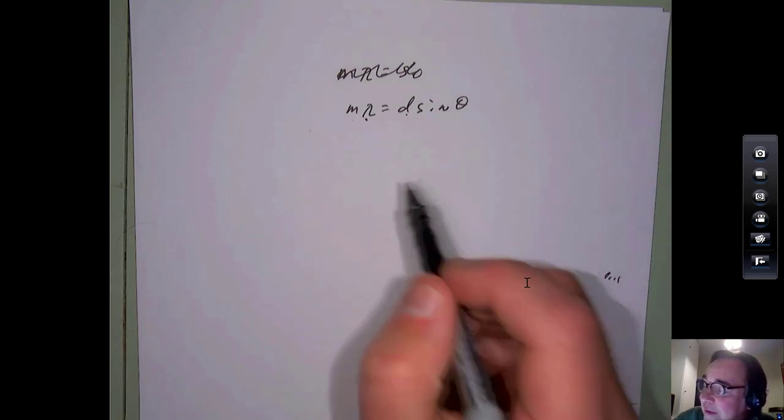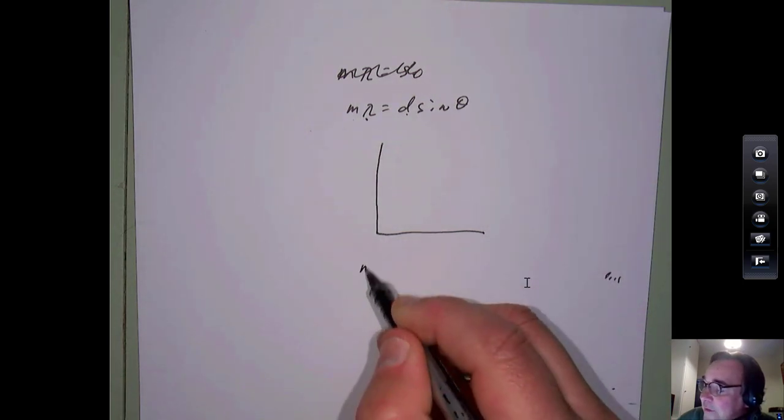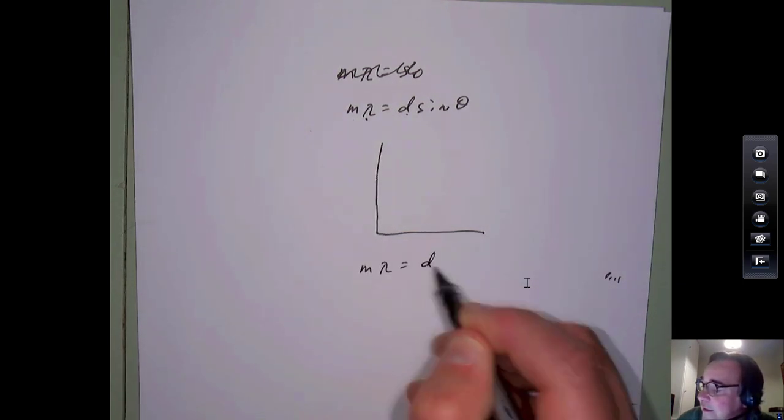We've used this technique, though. So we're going to make a graph of this. So let me just write this one more time. m times the wavelength is d sine theta.